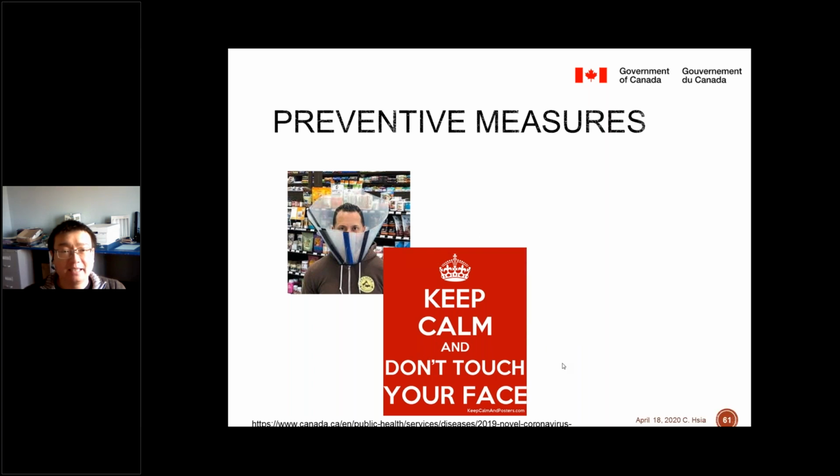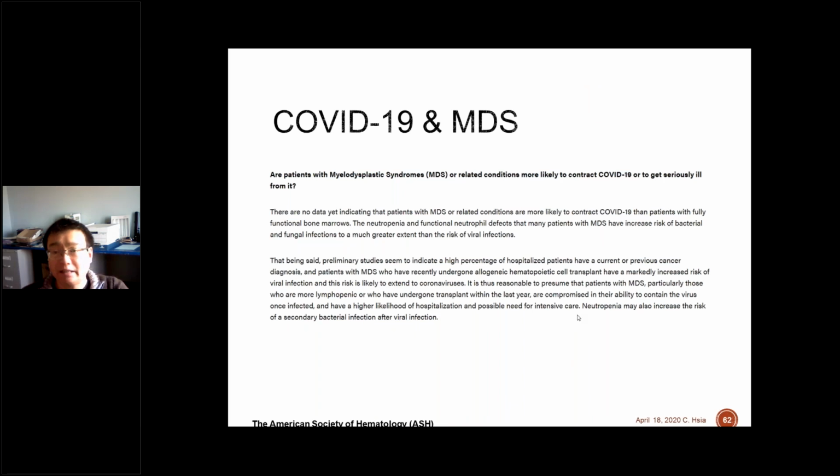Okay, so there is some guidelines or some guidance, I would say, from different societies. I would direct you to the American Society of Hematology, the ASH recommendations. They publish some on various cancers of blood and blood disorders.